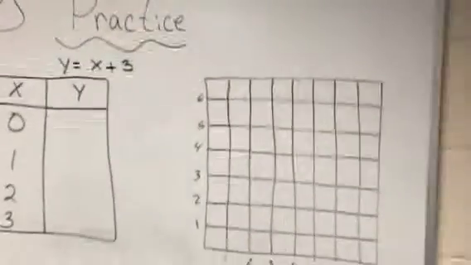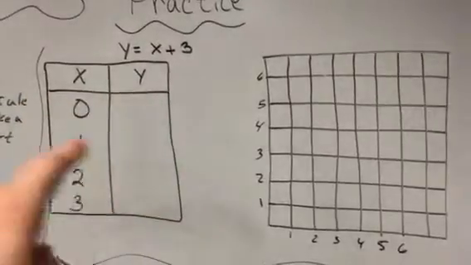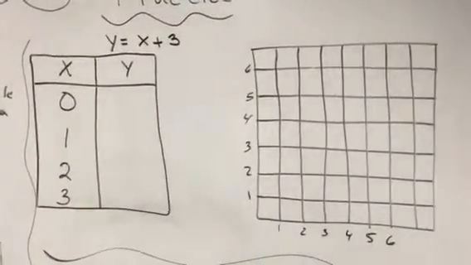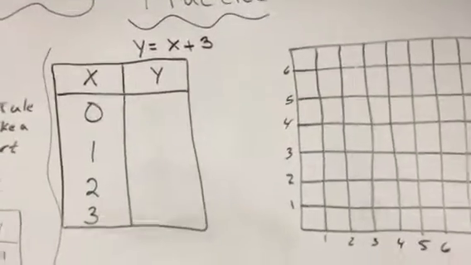So let's look at some practice. Let's look at this one right here. I have a rule at the top, right there. I have a chart, and I have a graph. We have the rule, and just knowing the rule, we're going to do the other two parts of it.